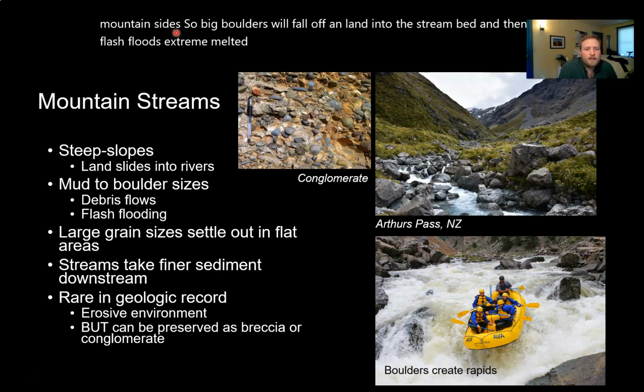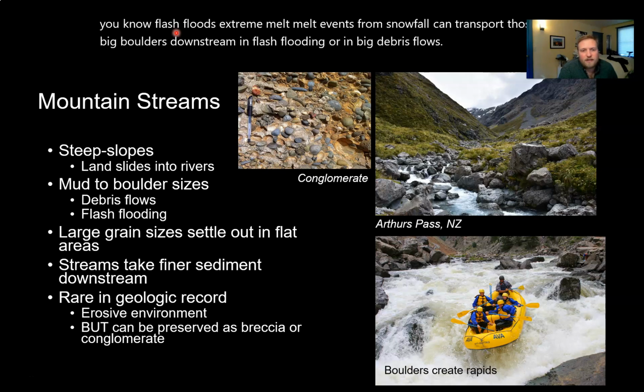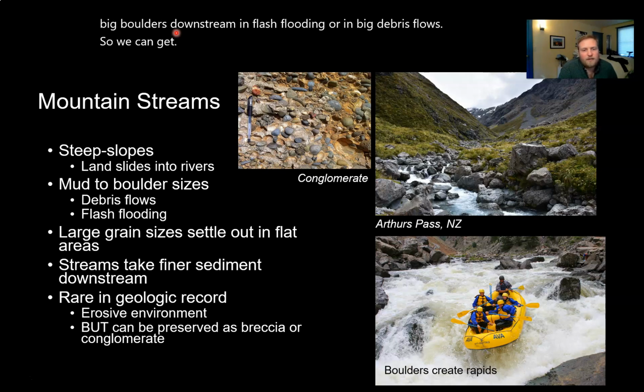So we can get a wide range of grain sizes in high mountain streams because we are so close to the source region. So we can have big boulders all the way down to ground up silt and clay, mud. As streams flow downhill, they're going to take the finer sediment, the lighter sediment that's easier to transport, and it will deposit the larger grains in any flat areas that form out.